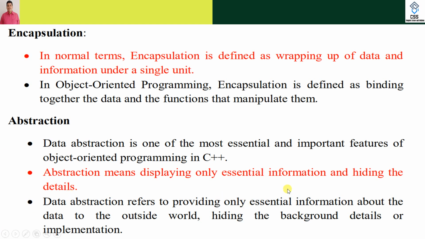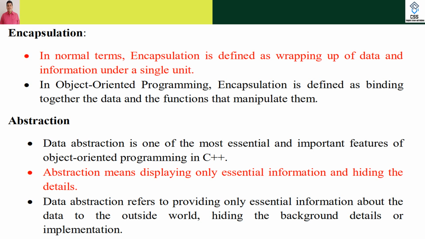Data abstraction is one of the important and essential striking features of object-oriented programming. Abstraction means displaying only essential information but hiding the details. Data abstraction refers to providing only the essential information about the data to the outside world, hiding the background details or implementation. Just take another example. You enjoy the curry. The curry is best, but how the curry is prepared is not known, it is hidden. That is known as data abstraction.